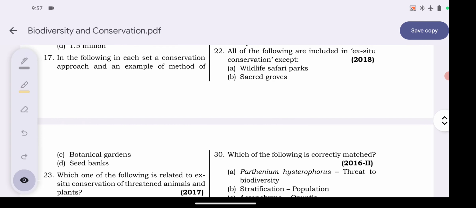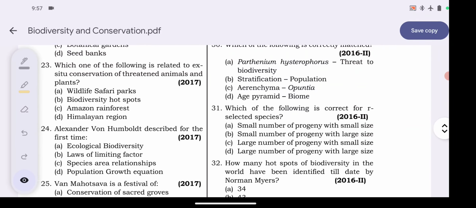Question number 23. Which one of the following is related to ex situ conservation of threatened animals and plants? Wildlife safari park, biodiversity hotspot, Amazon rainforest, Himalayan region. So the answer will be option A, wildlife safari park.